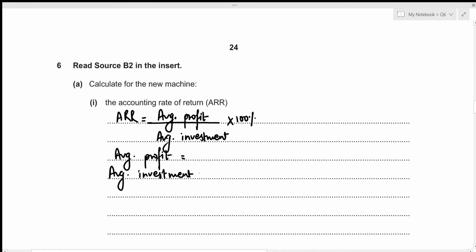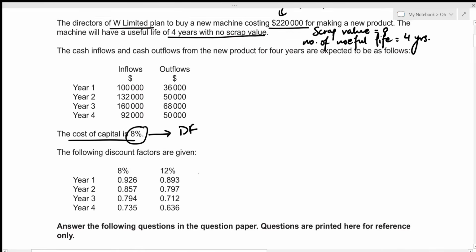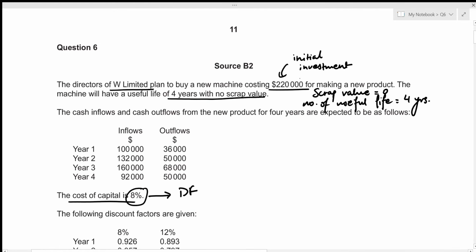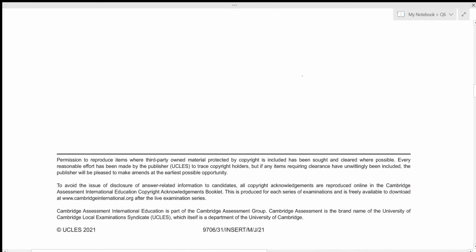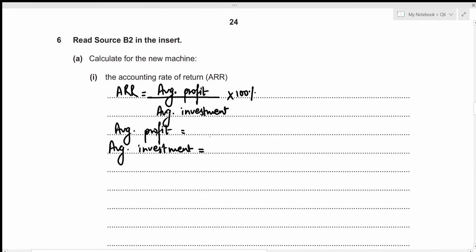So we can easily figure out the average investment. This is just going to be the initial investment divided by 2. Let's have a look at the above information for our initial investment. That was 220,000. So let's figure out our average investment. That is just going to be 220,000 divided by 2, which results in 110,000.